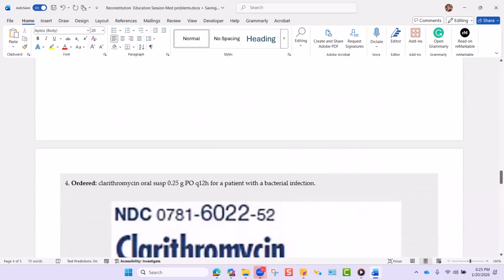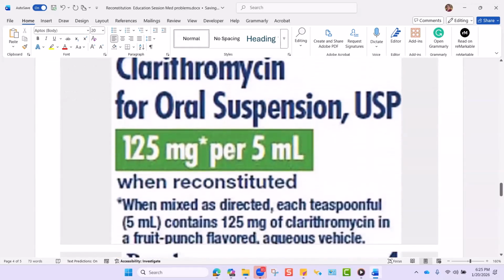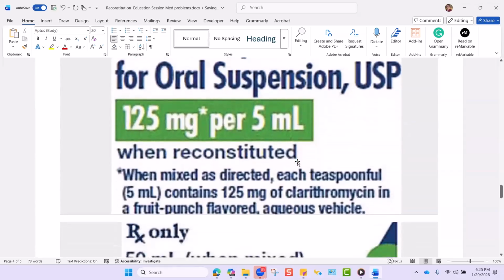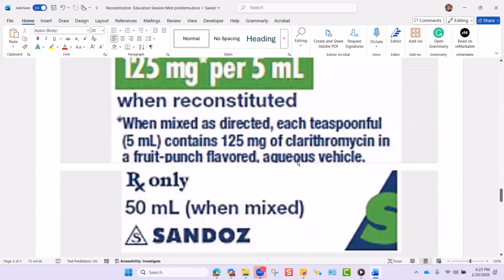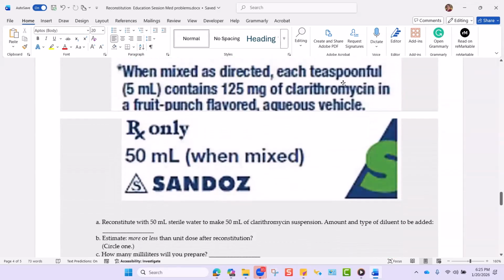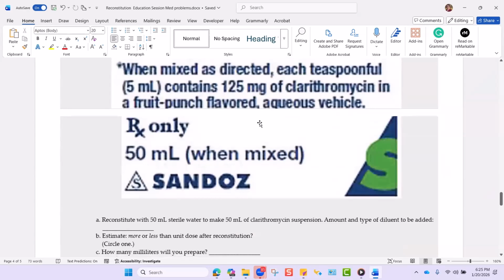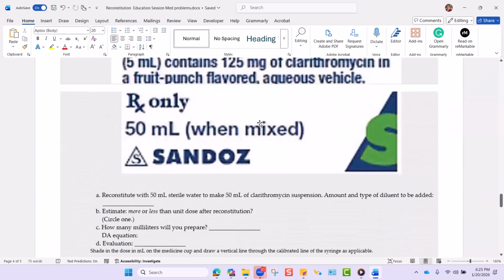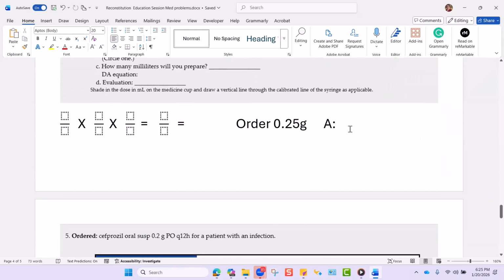Okay. Let's read the label. Clarithromycin, 125 milligrams per 5 ml. That's lovely. If I could get it down to 1 ml, I'd be a lot happier. Let's see what happens. All right. When mixed as directed, each teaspoonful, 5 ml, contains 125 milligrams of clarithromycin in fruit punch flavored. Okay. It's not going to get me any lower. So my available is going to be 125 in 5.